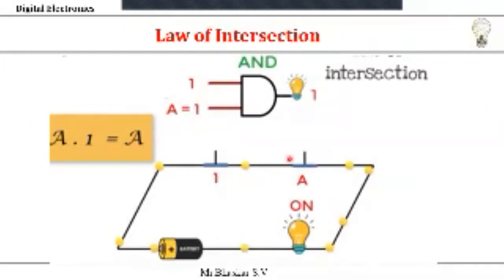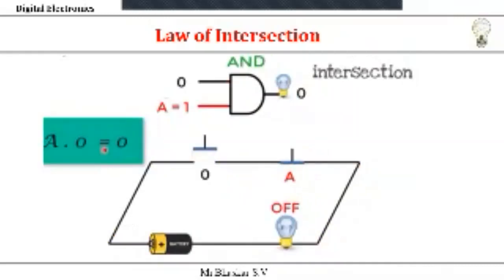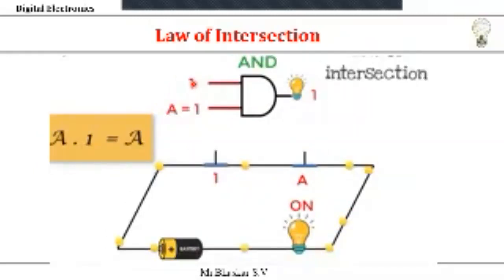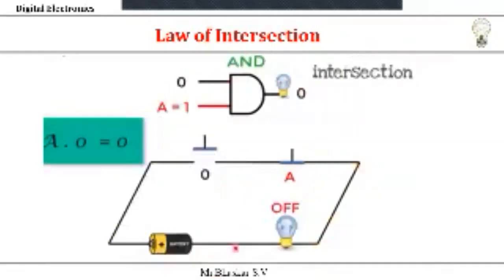It is totally dependent on A. Suppose the value is 0, the output is 0. If it is 1, the output will be 1. So this is the law of intersection. Next is another case. In the previous case, I made one of the inputs 1. Now, in this case, I'm going to make one of the inputs 0.